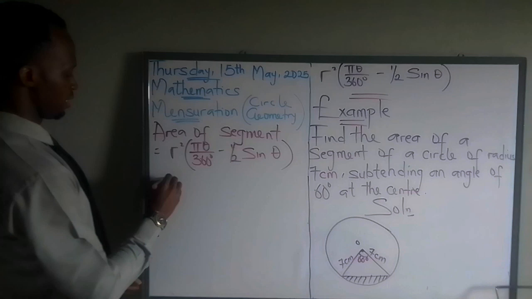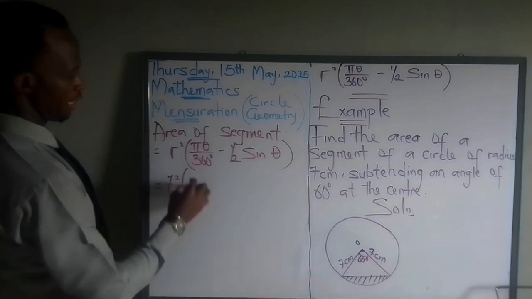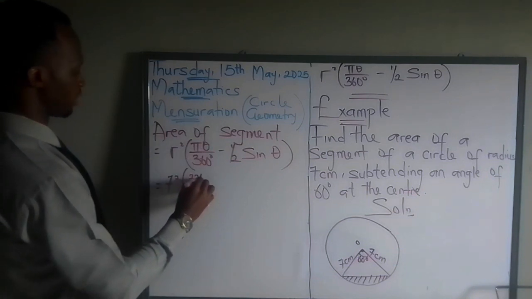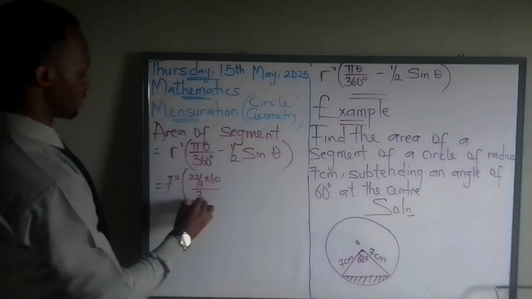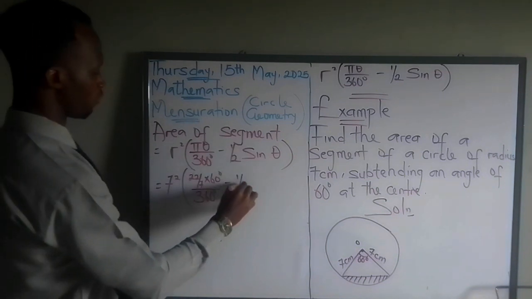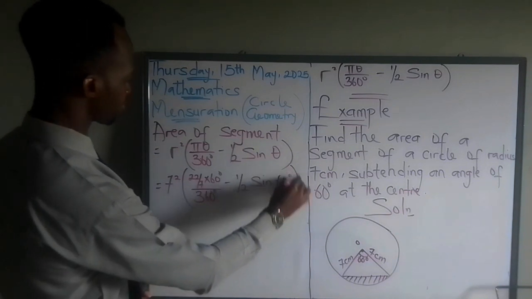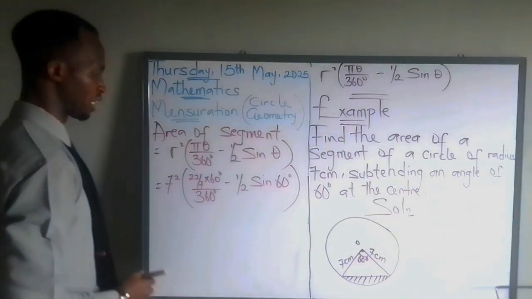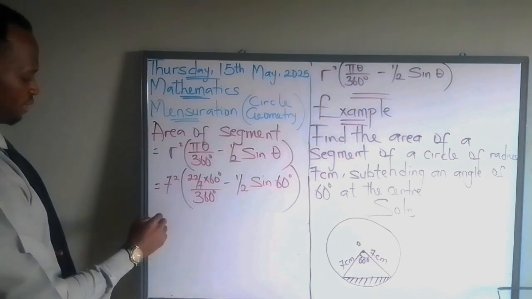So r is 7 squared. Pi is 22 over 7 times 60 divided by 360 degrees. This is also in degrees. Minus 1 over 2 sine 60 degrees. So we are going to make use of special angles here. Alright, sine 60 degrees. So let's see how far we can go with this.